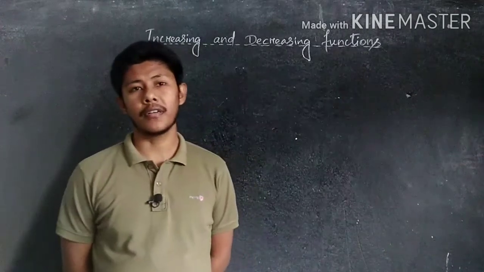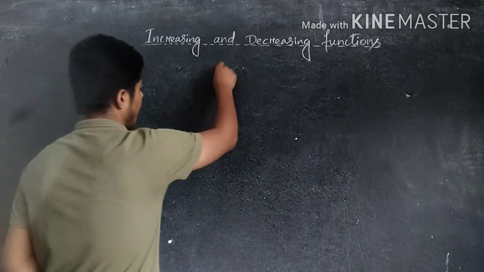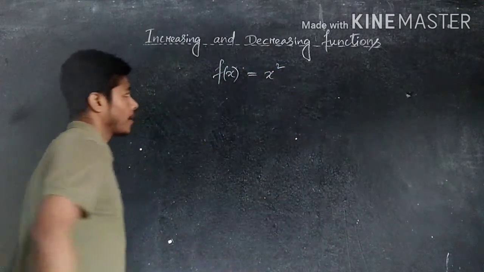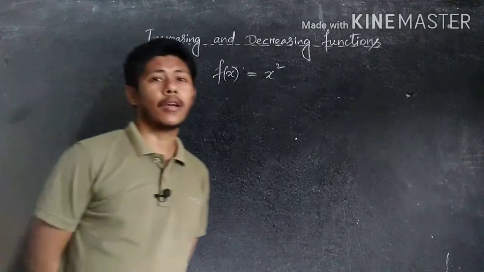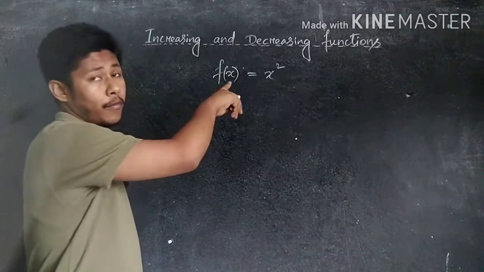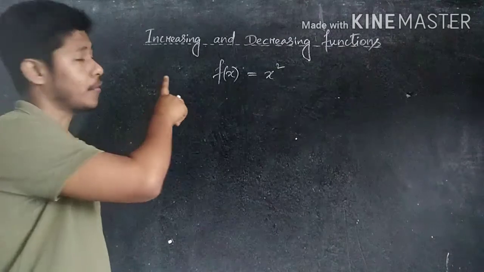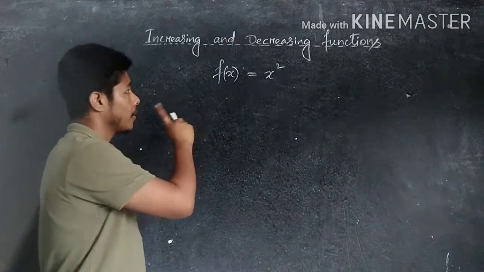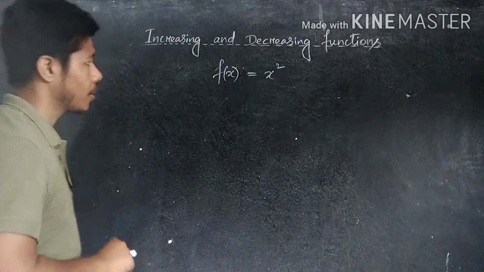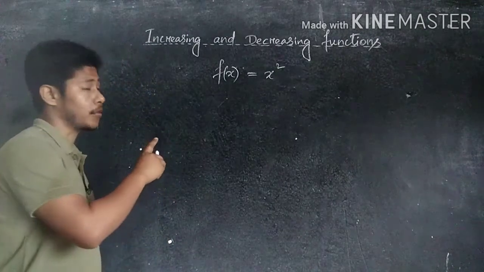Now for this interval, suppose we consider an example, f(x) = x². Suppose f(x) = x², we consider an example. Here we can easily draw the graph. If we consider the positive values as well as the negative values, what will the graph look like?